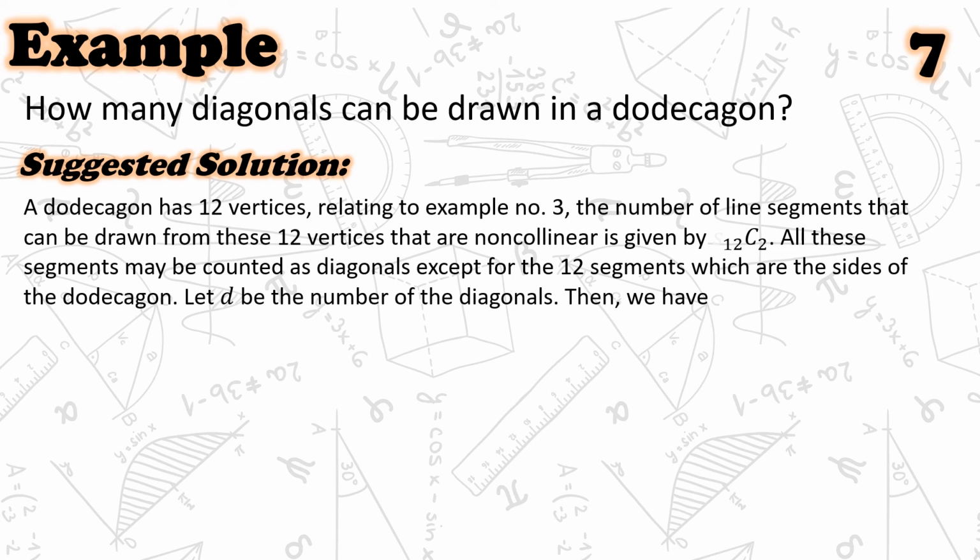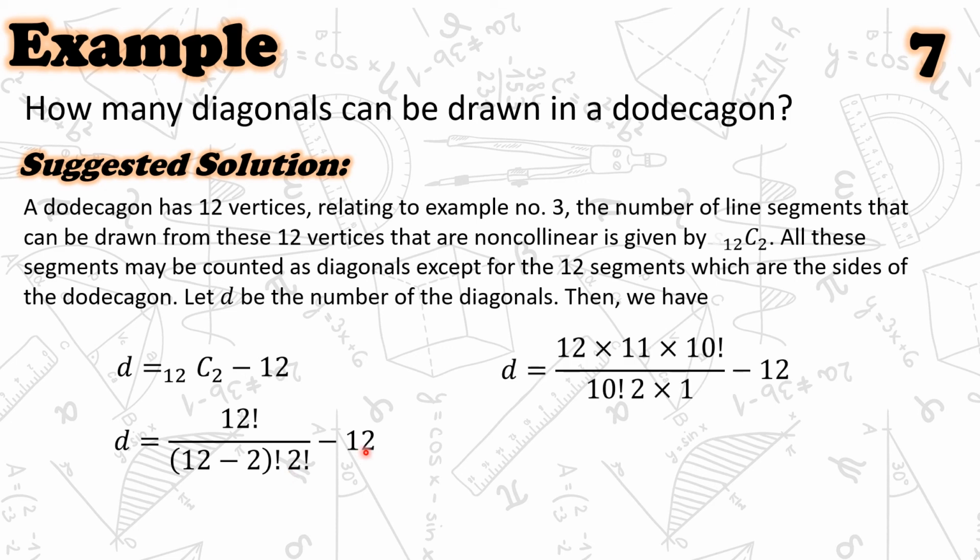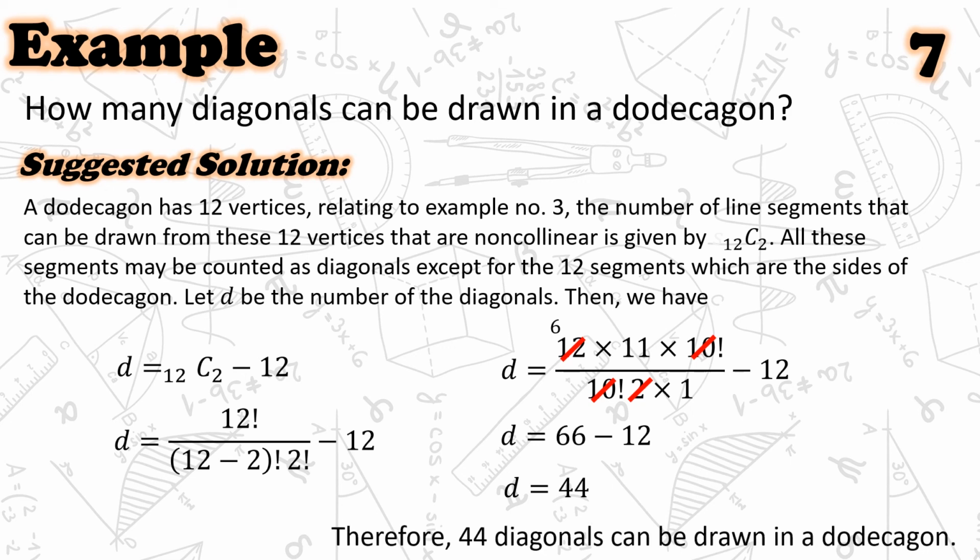Now let D be the number of the diagonals. Then we have D is equal to 12 combination 2 minus 12. Then we have 12 factorial over (12 minus 2) factorial times 2 factorial minus 12. 12 factorial is 12 times 11 times 10 factorial, since we have 12 minus 2 factorial in the denominator. So 10 factorial over 10 factorial is equal to 1. And 12 over 2 is equal to 6. So we have 6 times 11 minus 12. And that is 44. Therefore, 44 diagonals can be drawn in a dodecagon.